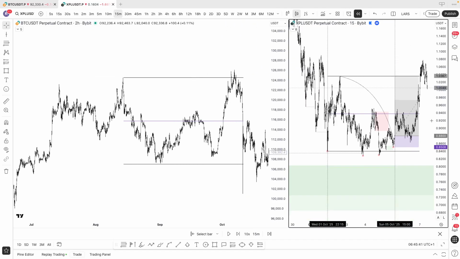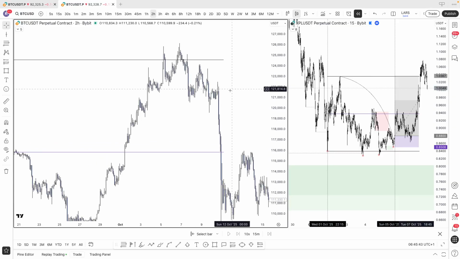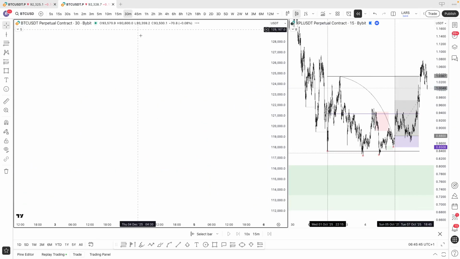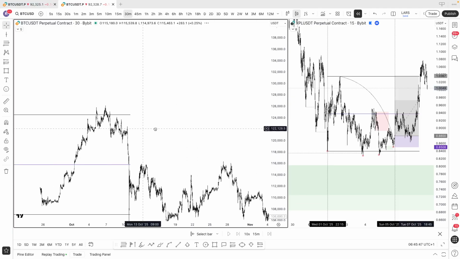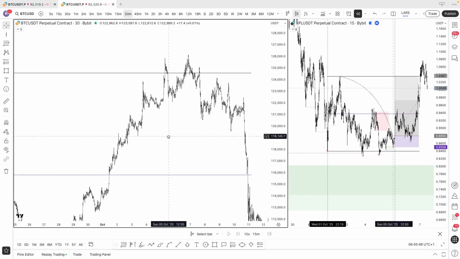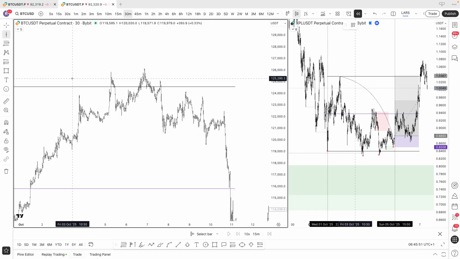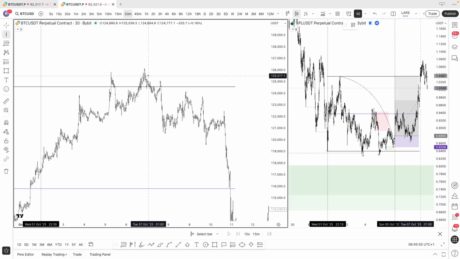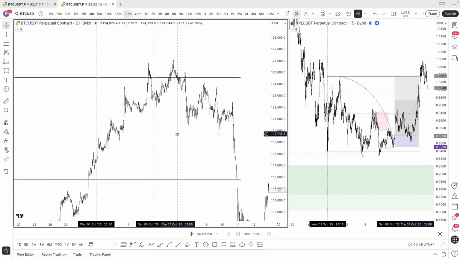Let's move this like this. What we can see on Bitcoin, if we go towards that high and we match the lines right here, we have the starting point of our range and we have the actual confirmation.